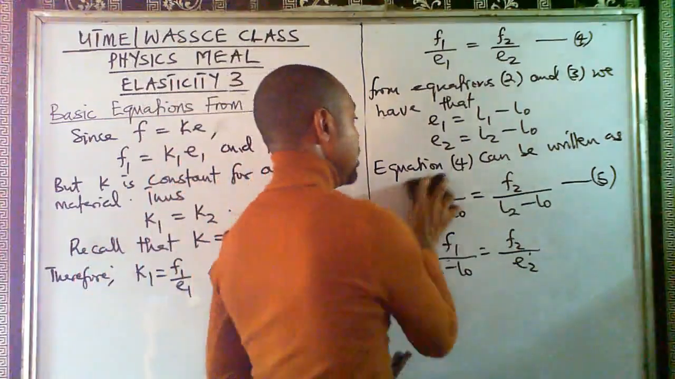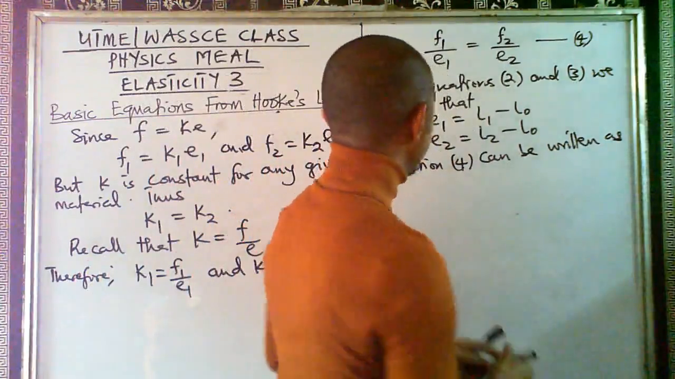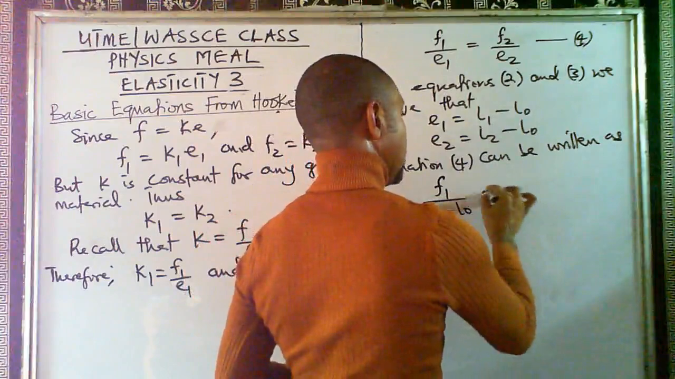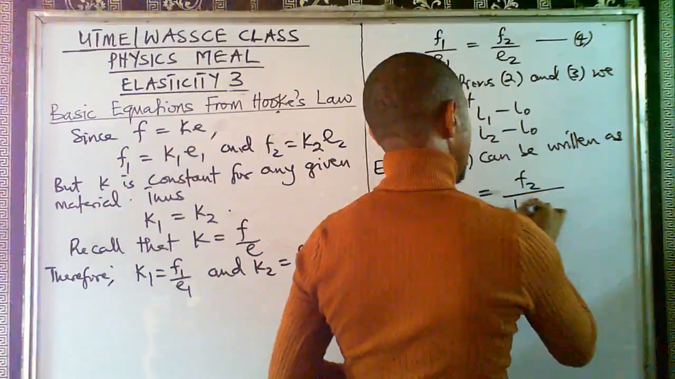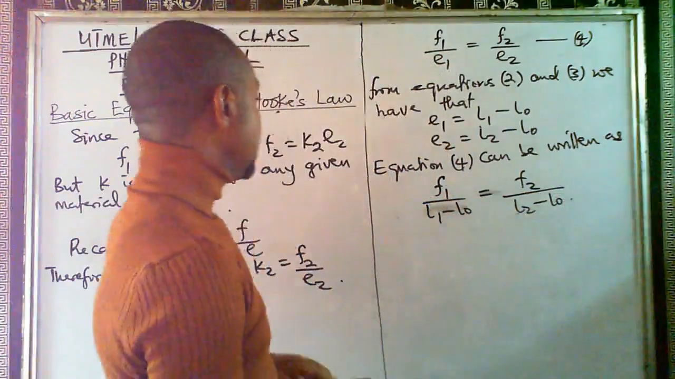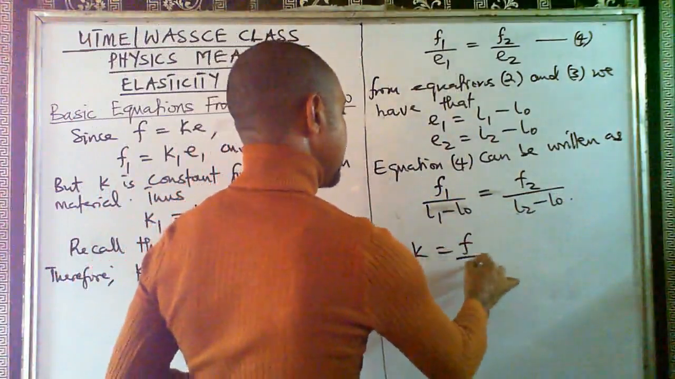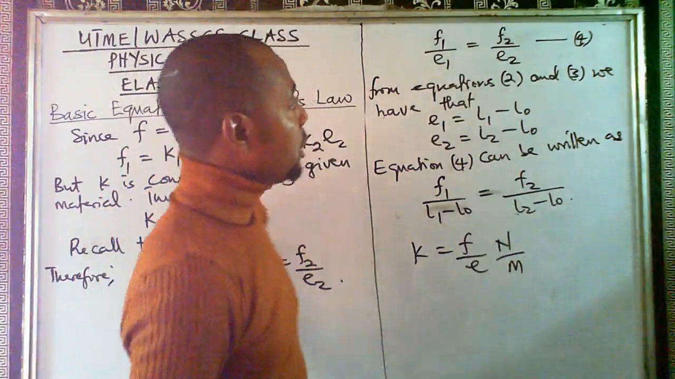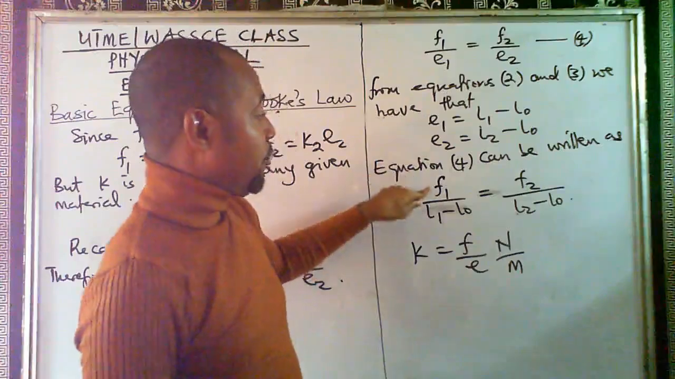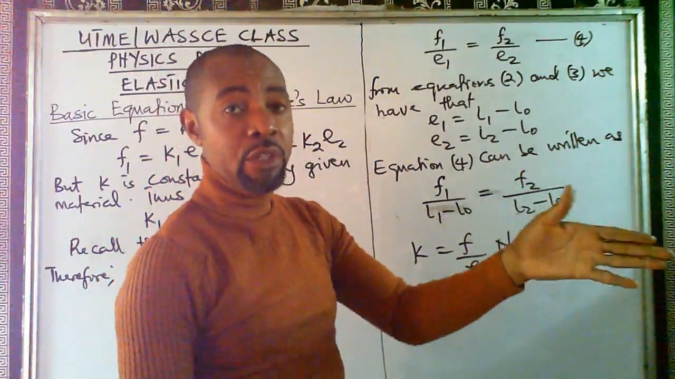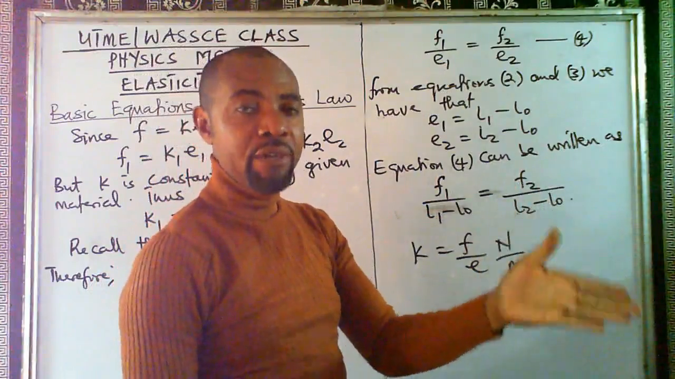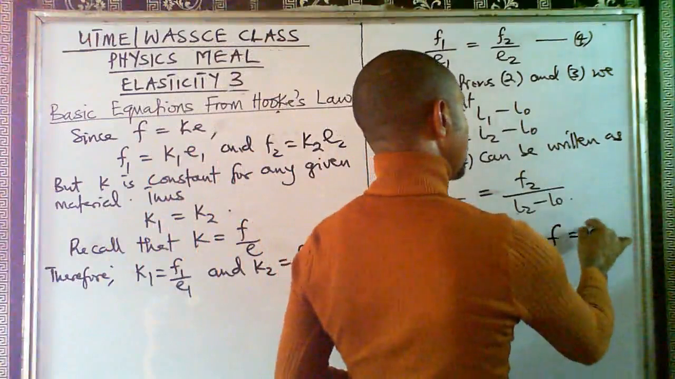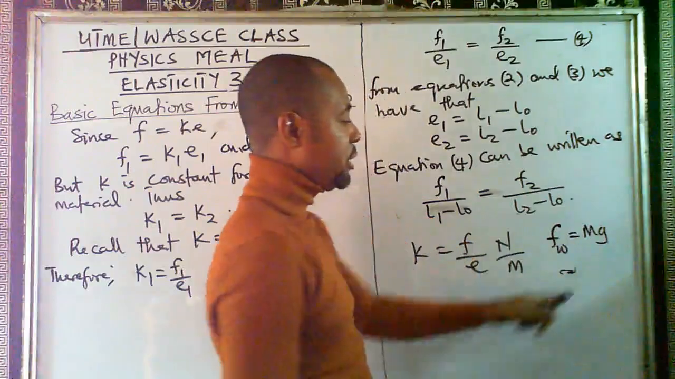If you look at the unit of force constant, so I clean my equation 5: F1 over L1 minus L0 equals F2 over L2 minus L0. Now, if you look at force constant, K is equal to F over E. Force is measured in Newton and extension in meters, so Newton per meter, that's the force constant. Now, let us note that force can also be given in terms of mass. Then in the question, instead of giving you force, they can give you mass. So when you are given masses, convert it to weight, using the fact that F is equal to what? mg. That's the force as a result of weight is mg.